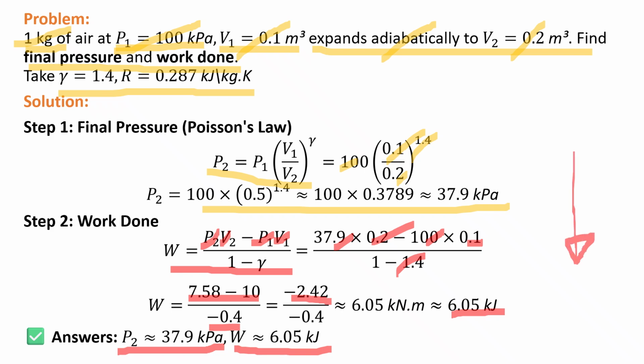I hope these numericals are very easy. The only important thing is you have to maintain the units, use the calculator properly, and solve with a cool mind. So this is all about the different non-flow processes.